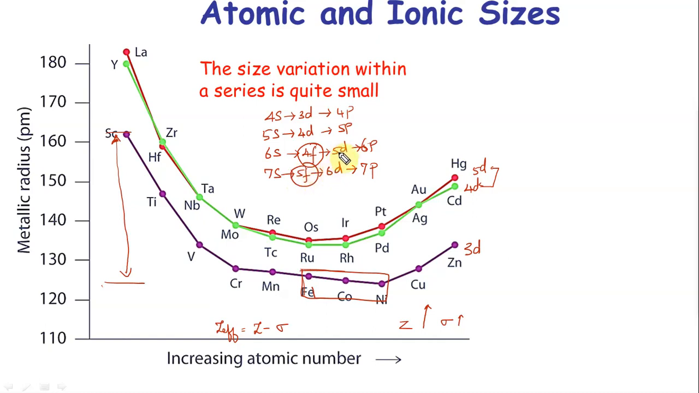So the 6D size decreases more than expected, so the difference between these two is not as much. Even though I am adding a shell, because of poor shielding by F orbitals, the size is not increasing. F orbital electrons right here belong to lanthanoids. So this is called lanthanide contraction. This is a question that you can expect in NEET.